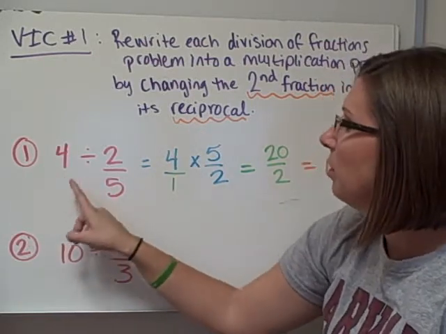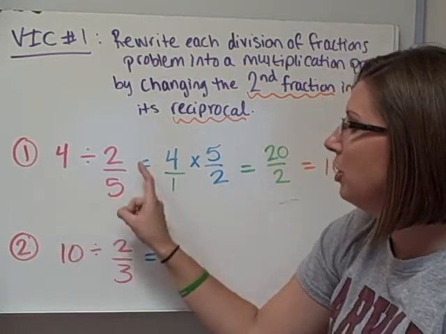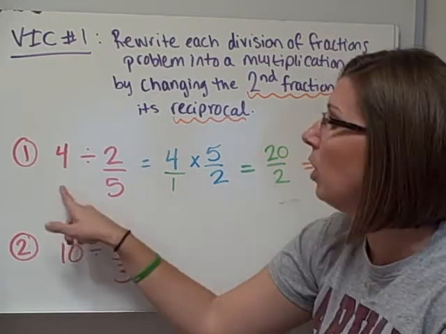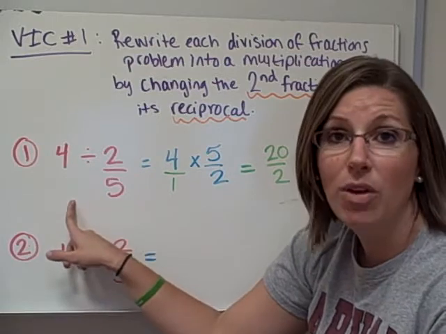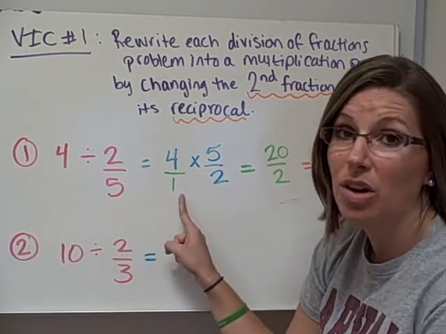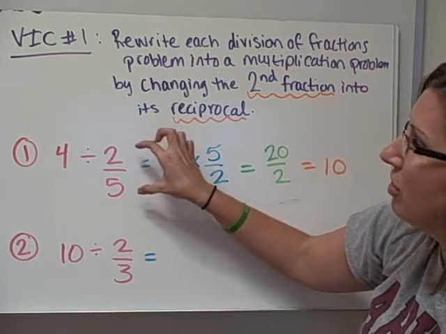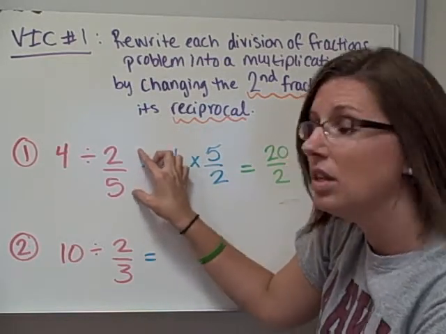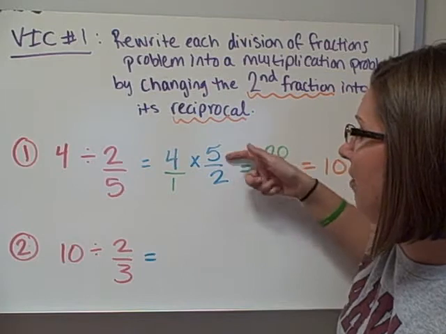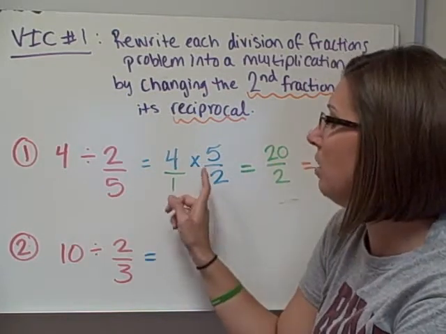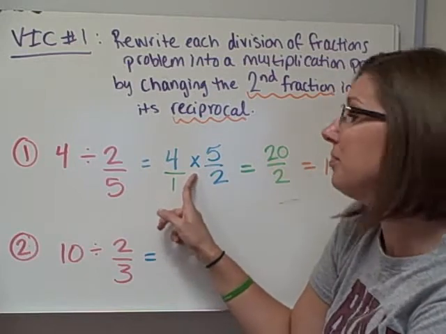Number 1 here, we've got 4 divided by 2/5. Remember in the previous video, I told you anytime you have a whole number, you need to rewrite it as a fraction with a denominator of 1. So I went ahead and did that here. Then we're going to change the second fraction, which was 2/5, into its reciprocal, 5/2. When we do that, it becomes a multiplication problem.